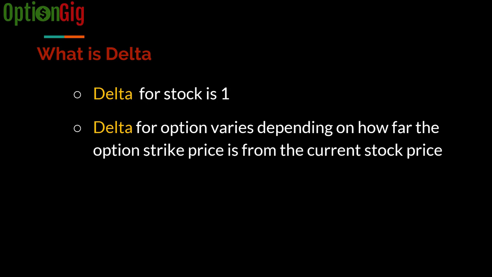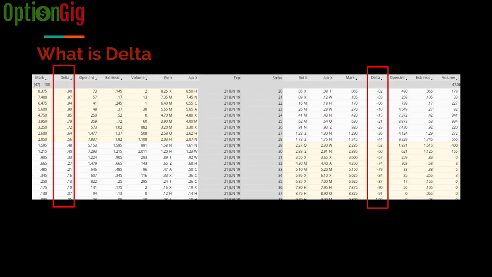The delta of an option will vary depending on how far the option strike price is from the current stock price. Essentially, the farther you go from the current stock price, the lower the delta of that option. So let's take an example. In this chart, on the right-hand side we have the delta of puts, which are negative. On the left-hand side, you see the delta of calls, which are positive.